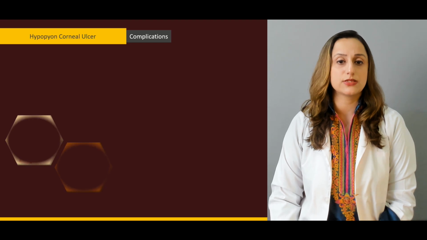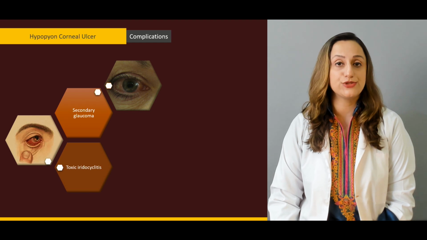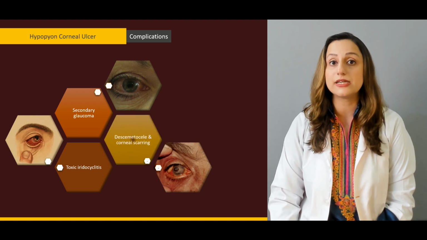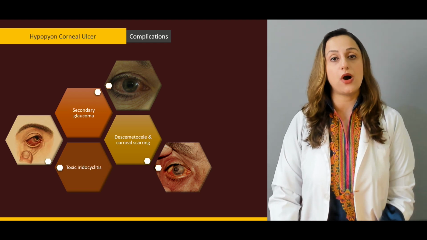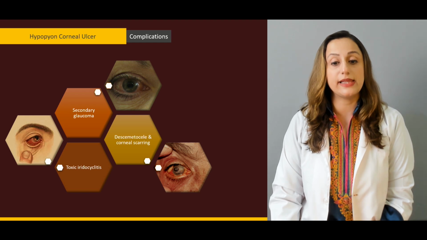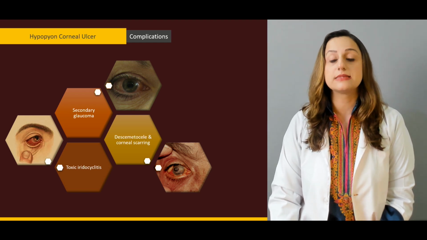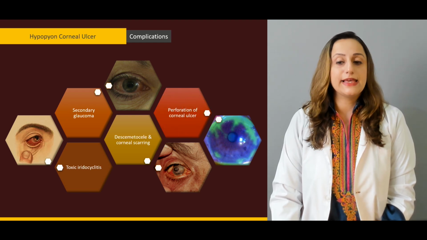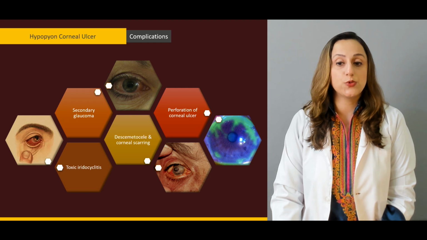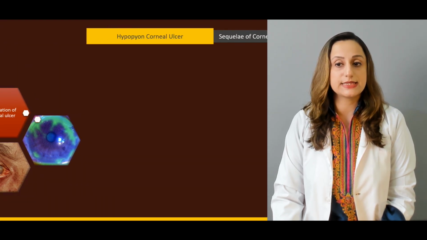Certain complicated features in cases of corneal ulcerations are toxic iridocyclitis, that is, infection of the iris as well as the lens can occur; secondary glaucoma can occur, that is, the increase in the intraocular pressure; a descemetocele, that is, the outward protrusion of the Descemet's membrane, can occur; as well as corneal scarring due to the cicatrization process. Finally, if it is left untreated, the patient may also present with perforation of the corneal ulcers as well.